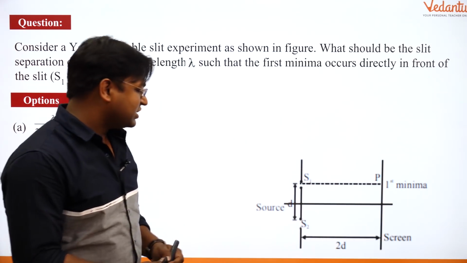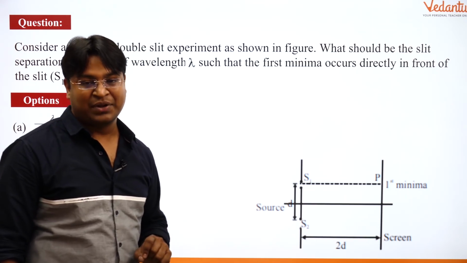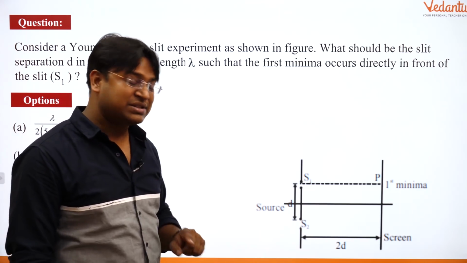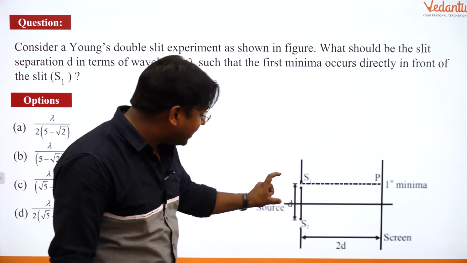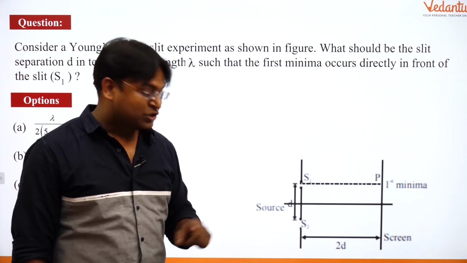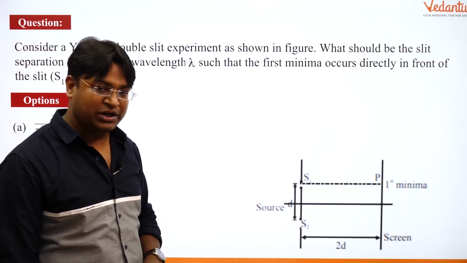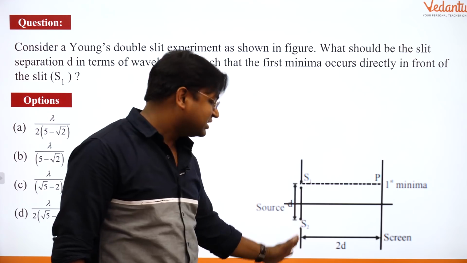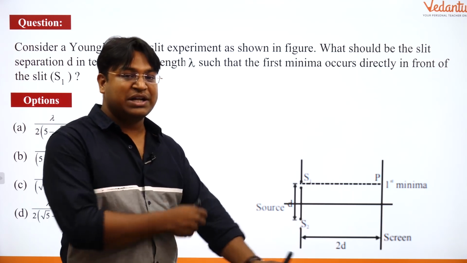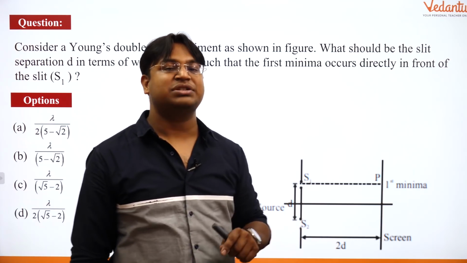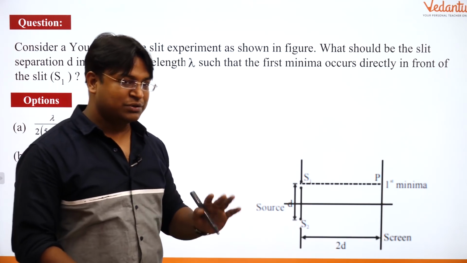Okay, so what I can understand from this figure is, first of all, it's not a regular YDSE setup. Why am I saying so? Because in a YDSE setup, the separation between the slits and the screen is very large as compared to the separation between the slits. In this example, the situation is not like that. The separation between the slits is small d, and the separation between the slits and the screen is 2d. It's only 2 times that. So this means that this is not a regular YDSE setup. So we should be careful while using expressions that we have derived for a YDSE setup.